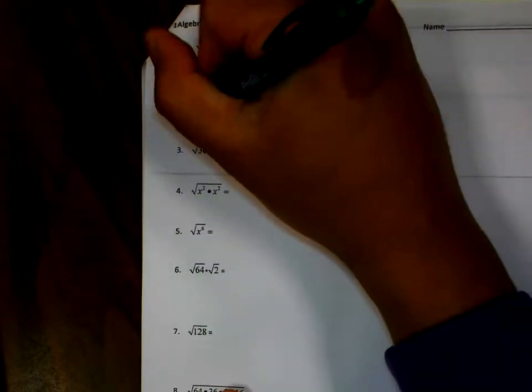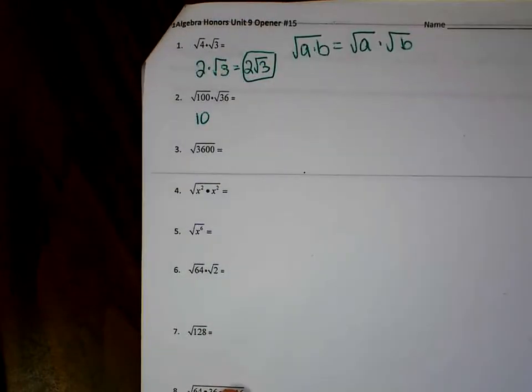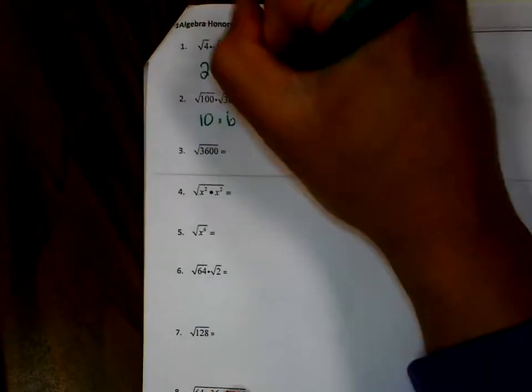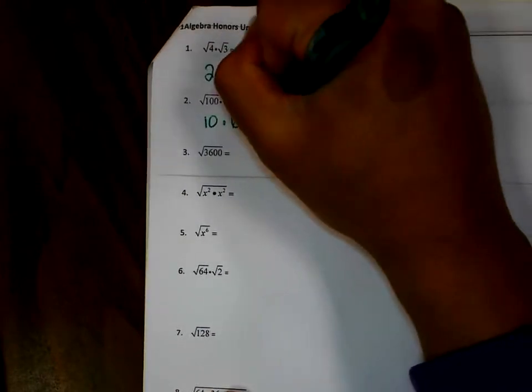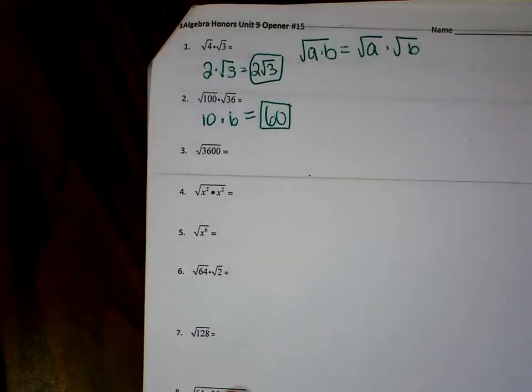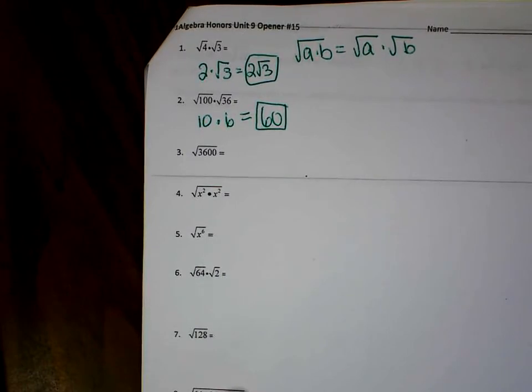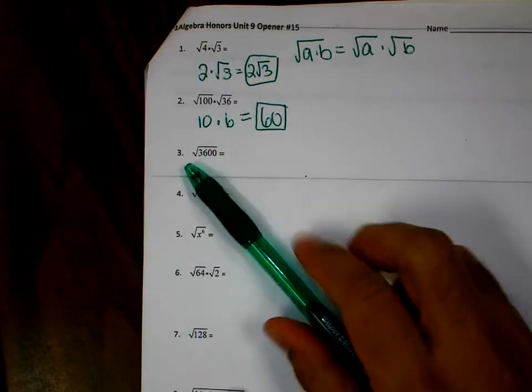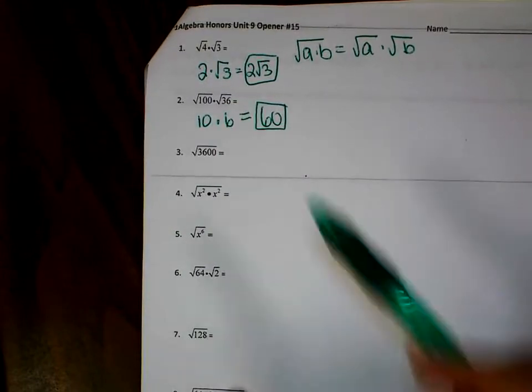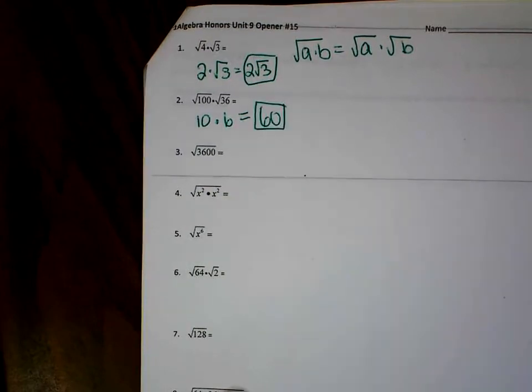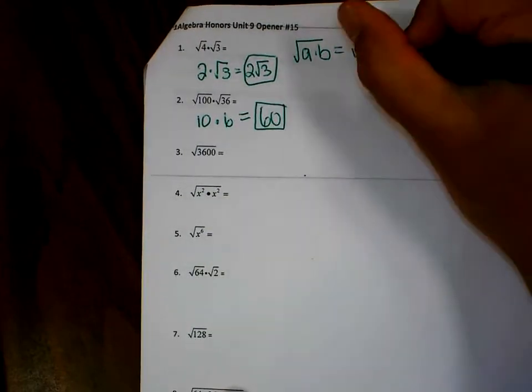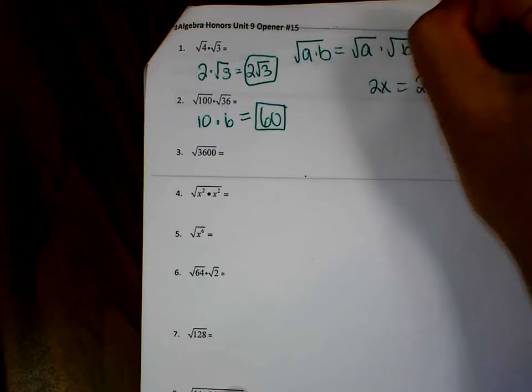Square root of 100 is 10, because 10 times 10 is 100. Square root of 36 is 6. So 10 times 6 is 60. So always try to take your perfect squares and convert them to integers, and then write it next to the ones where you can't, because 2 root 3 is the same as 2 times the square root of 3. Similar to if I had 2x, it would be the same as 2 times x.